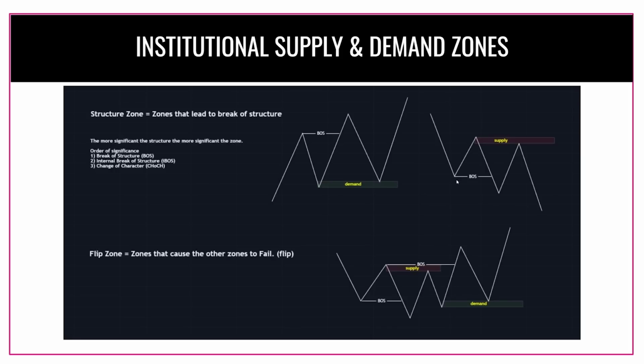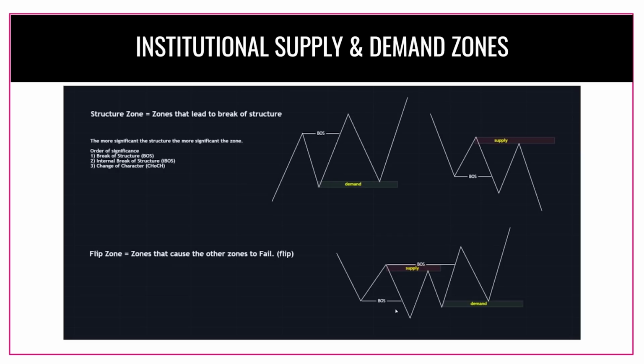Conversely, on the sell side, if price had a swing that broke previous structure, that is now a valid supply zone, and you can mark it up and wait for price to come in here on the higher time frame, and then look for your laser entries on the lower time frame. So the order of significance is a break of structure, then a medium time frame, internal breaks of structure, and then the lowest time frame is where you're going to find your change of character. That's going to happen right here. You will see a small change of character near this supply zone, and that's where you want to look at entering your trades.